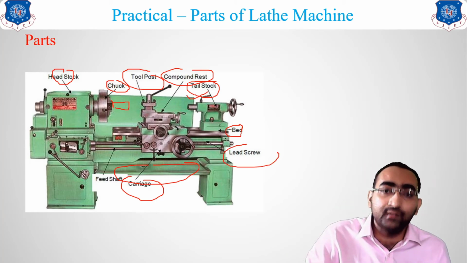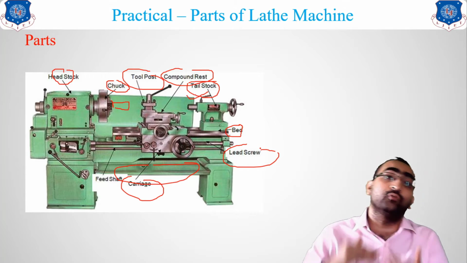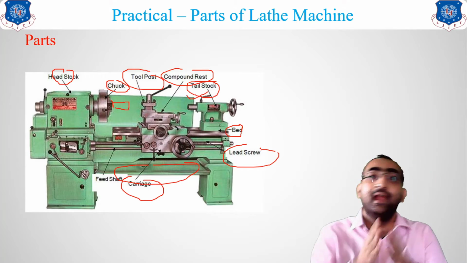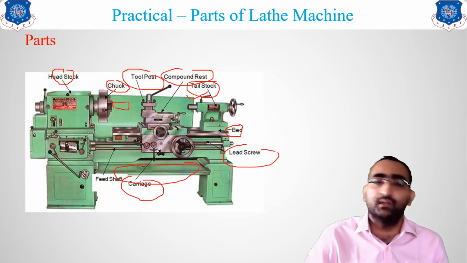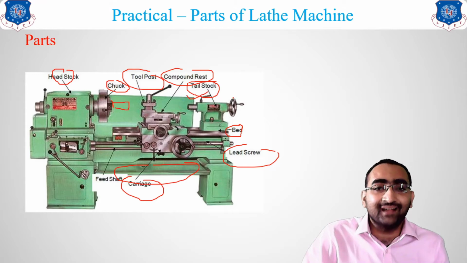Next comes the lead screw. What is this lead screw? The lead screw is there to give the threading operation and to give the semi-automation in the lathe machine. So these are the different parts.